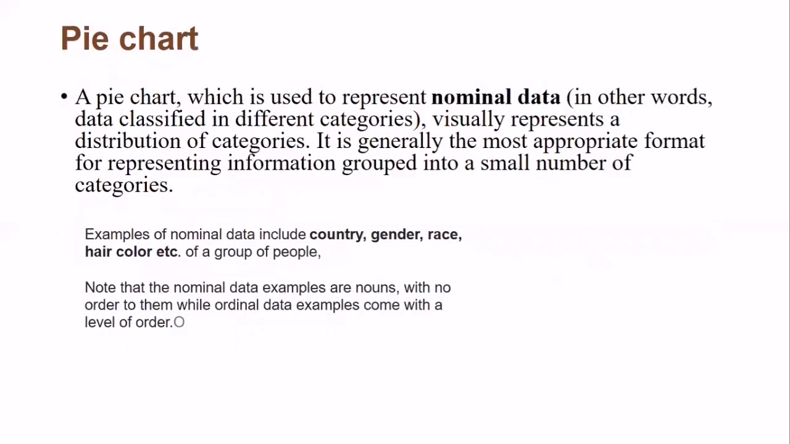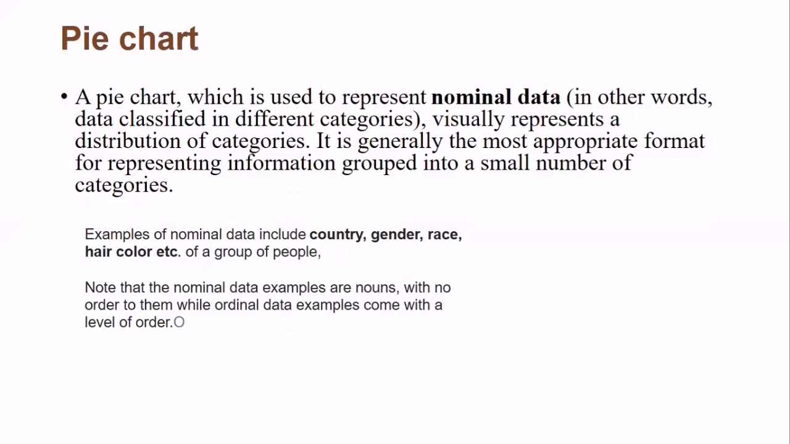You can also see pie chart. So kailan ginagamit ang pie chart? A pie chart, which is used to represent nominal data. Okay, so gagamitin mo ng pie chart kapag nominal ang data mo. Ano ba yung nominal data? Nominal data, ito yung, this include country, gender, race, hair color, etc. of a group of number.